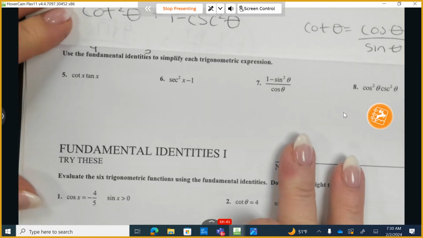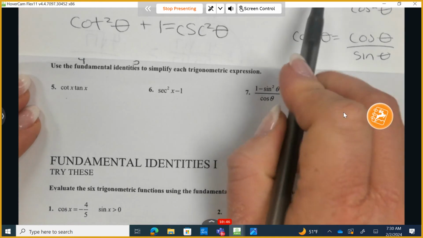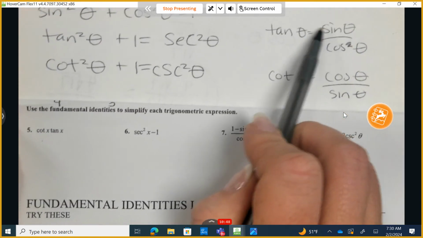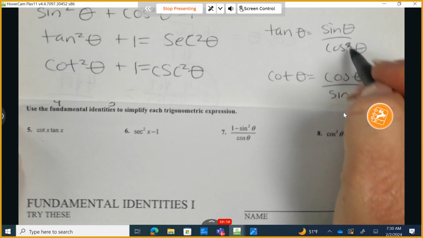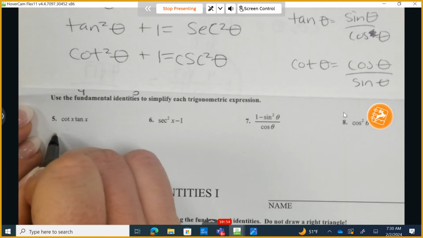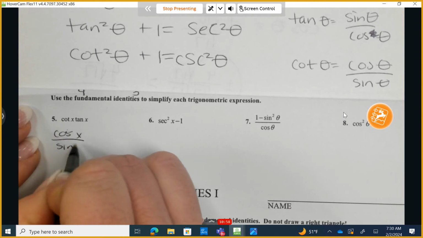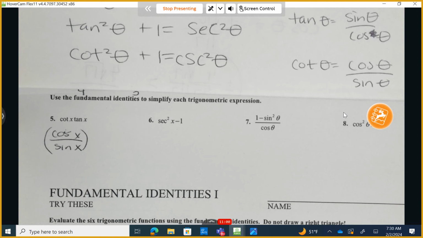Okay, here we go. So how can I rewrite cotangent? Cotangent is the reciprocal of tangent. So if tangent is sine over cosine, then cotangent is cosine over sine. So I'm going to write this as cosine of x over sine of x. I'll give you a chance to do the same.